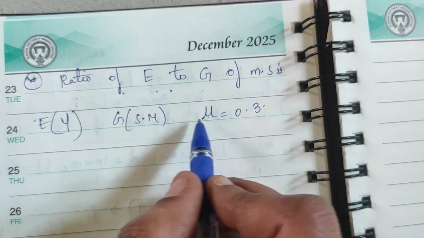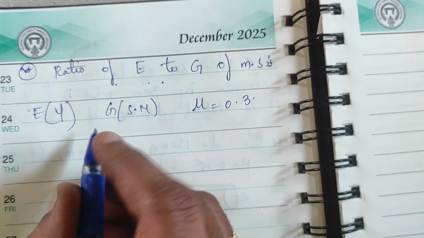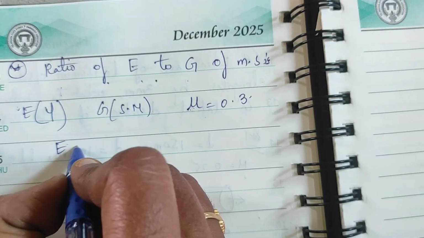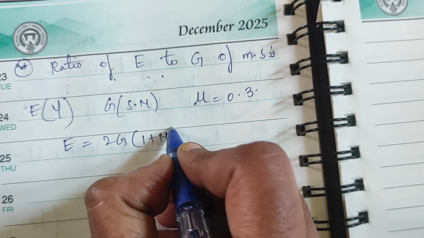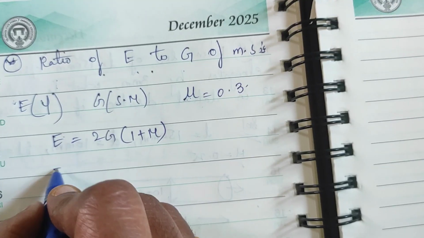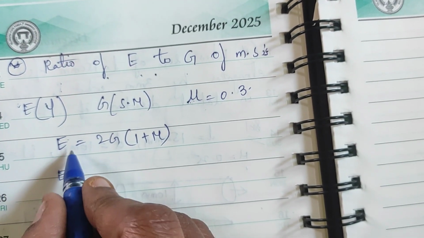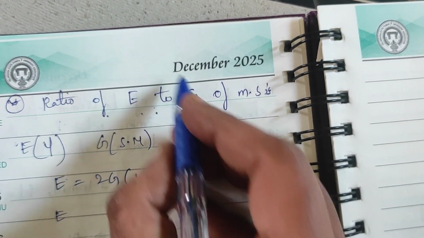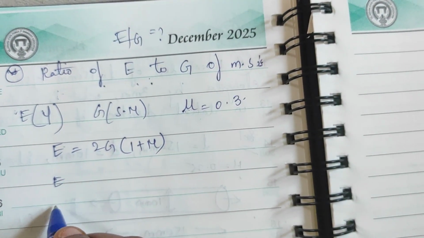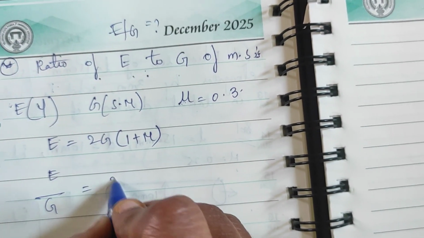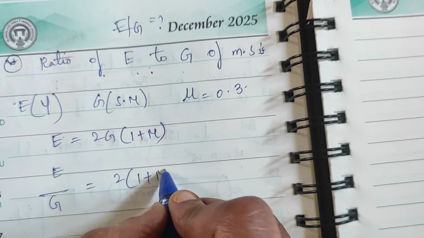What is the formula related to E, G and mu in elastic constants? E is equal to 2G into 1 plus mu. Understand? Next, taking this side. Here they are asking the ratio of E and G, means E by G we have to find. E by G is equal to 2 into 1 plus mu.